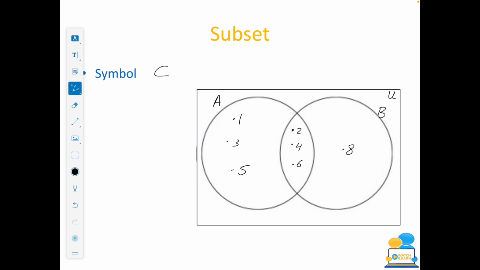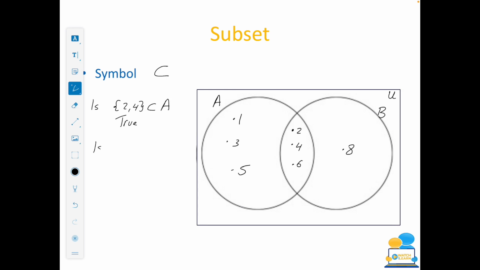Okay, so if I look at my Venn diagram here, maybe the question asks, is the set 2, 4 a subset of set A? I look at my Venn diagram and I say, okay, 2, 4, that is a subset of set A because 2, 4 is a little bit of set A. So I can say that this is true.